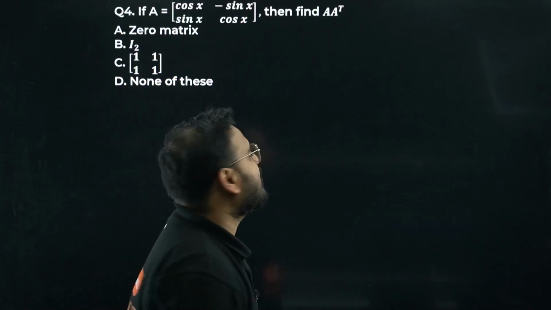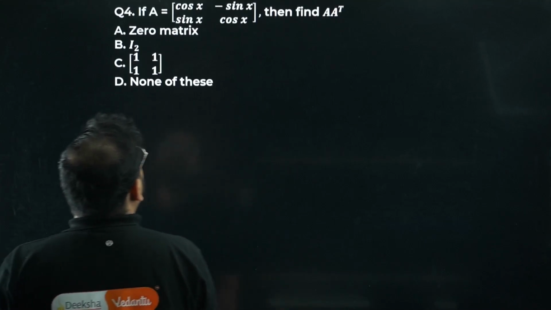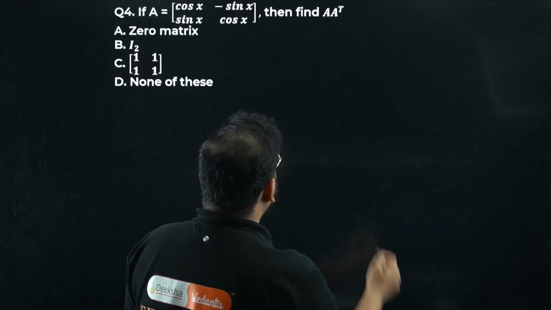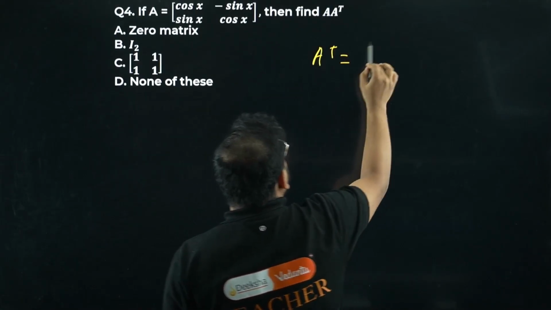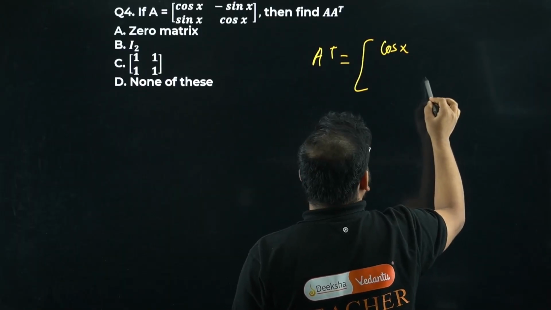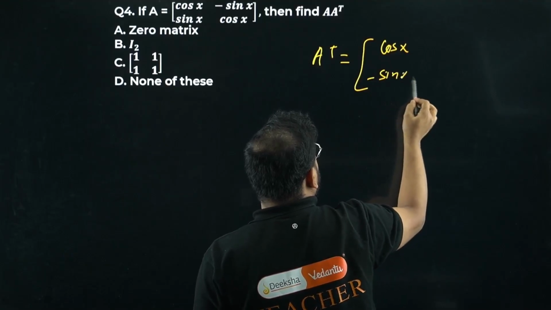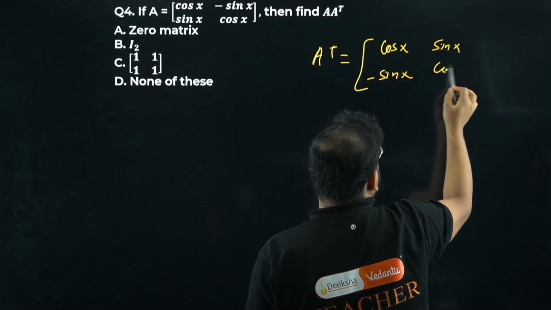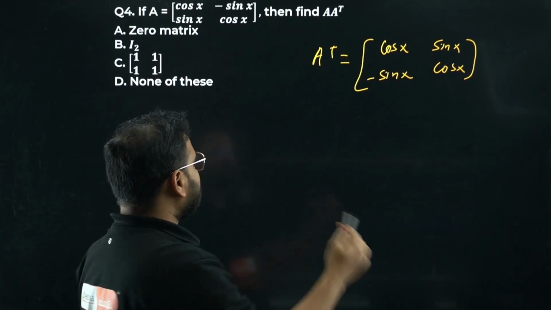Let's solve this question. If A is cos x, minus sin x, cos x, then find A transpose. Let's find A transpose first. Diagonals will not change, right? So the minus sign will come here, and this will go here. So it will become sin x cos x. Please check. Diagonals will remain the same, and the other elements will interchange.